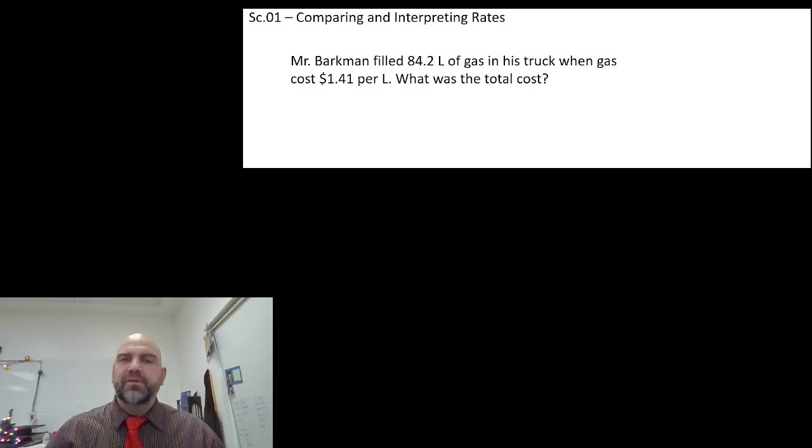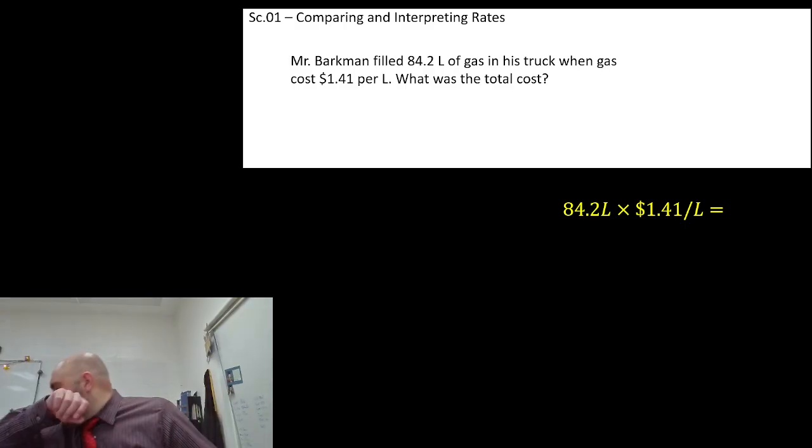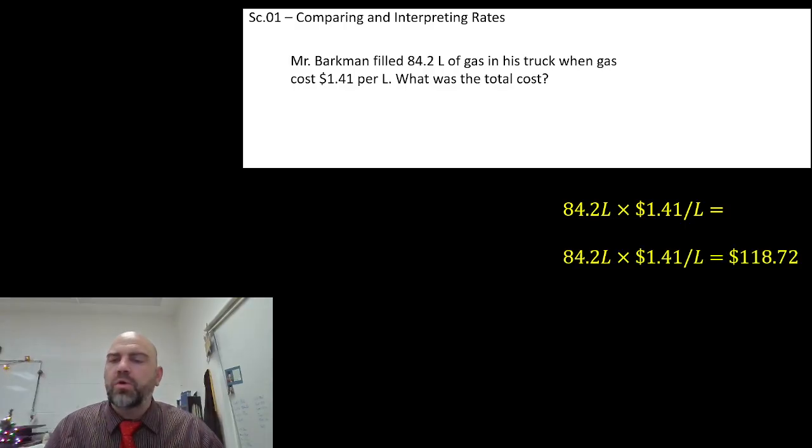Let's say that I filled up my truck, okay, with 84.2 liters of gas, when gas costs $1.41 per liter, there's our rate. What was the total cost of gas? Well, because we have per 1 liter, we're going to multiply the number of liters by the price. And when we do that, we get a total of $118.72.